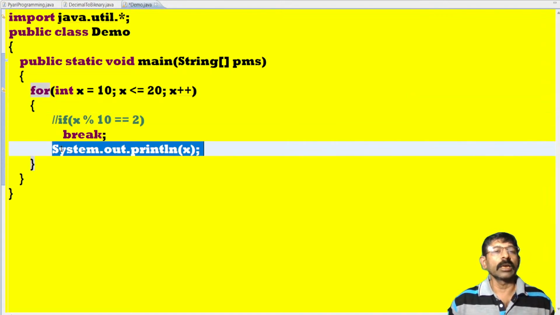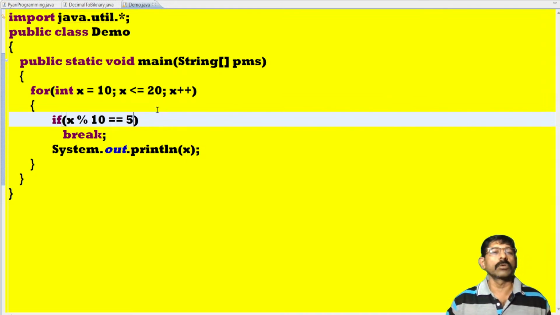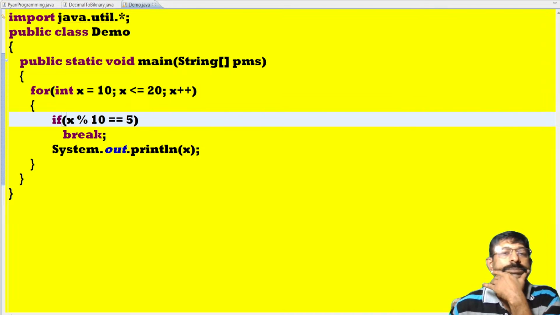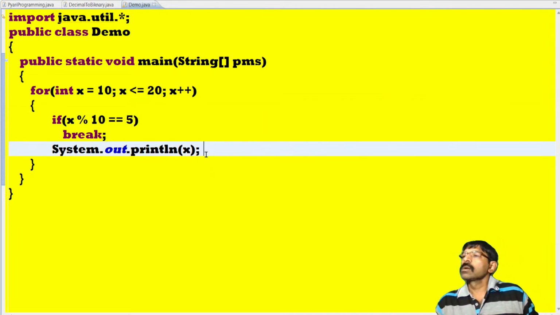So that's why it is saying that if you want to make it fruitful, then put a condition to come out of it. If I say x modulo 10 is equals to 5, what will be the output? What will be the output in this case? If x modulo 10 is equal to 5, then break, println x.